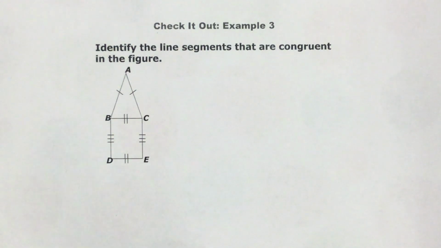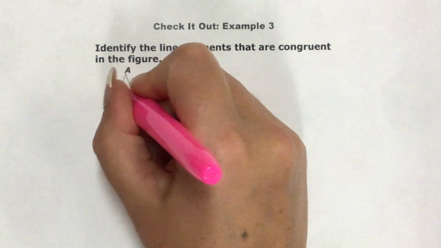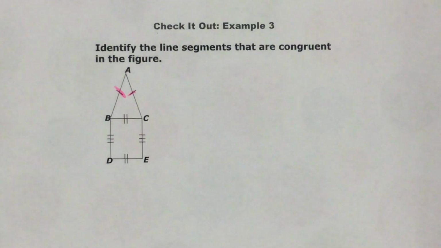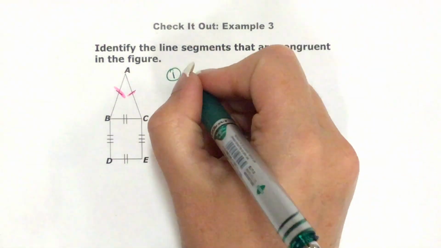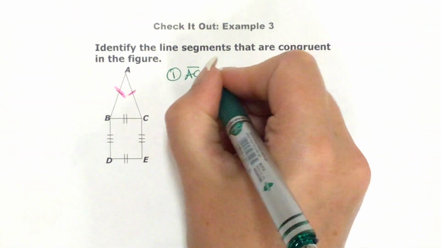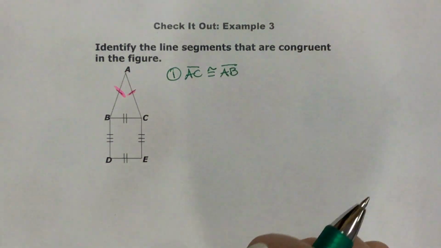The first thing I see is tick marks. One tick mark would be AC and AB. Those are congruent to each other, so that's the first one I'm going to write down. If you have line segment AC is congruent to line segment AB, great job.